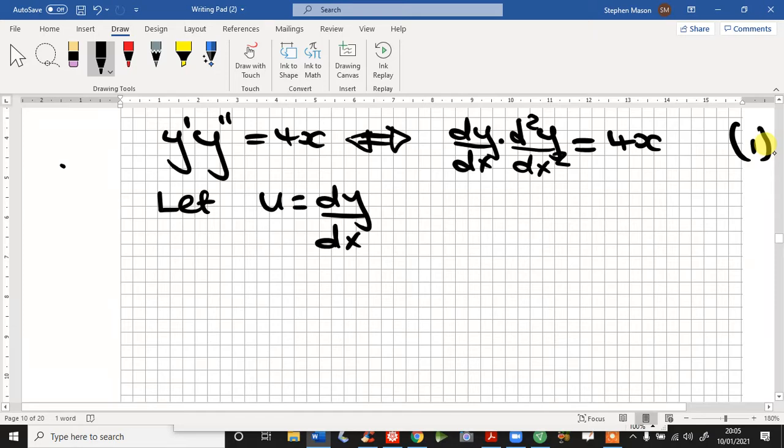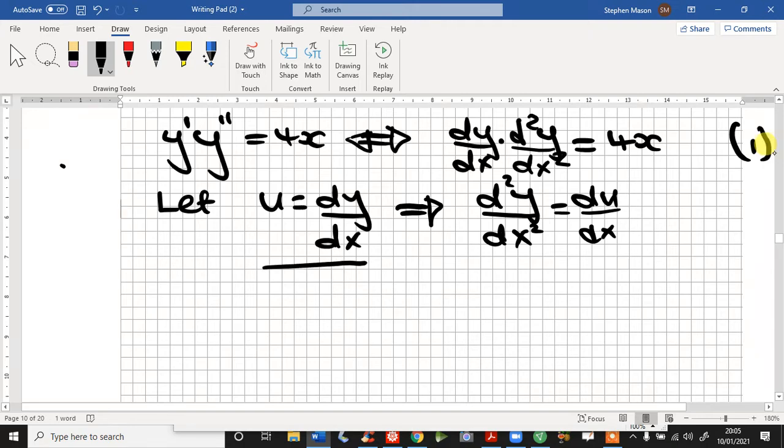But what do we do with the d squared y by dx squared bit? Well, we'll just leave it as it is. We've got u equals dy by dx. And this implies that if we differentiate again with respect to x, we get d squared y by dx squared, and that's equal to du by dx. Okay, so we can now substitute u equals dy by dx, and d squared y by dx squared equals du by dx, into equation 1.